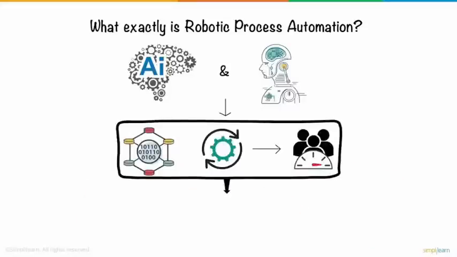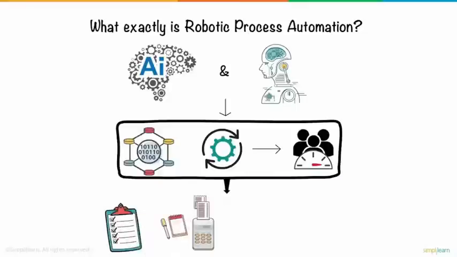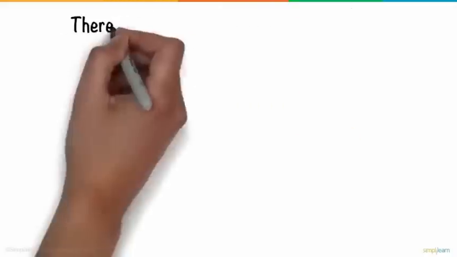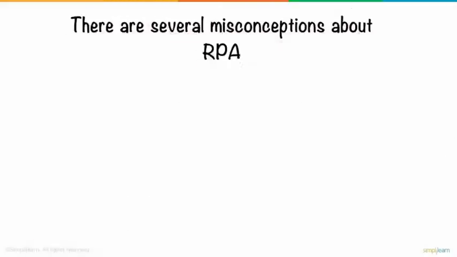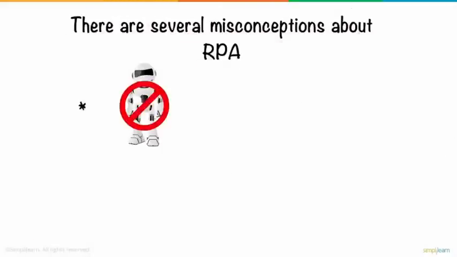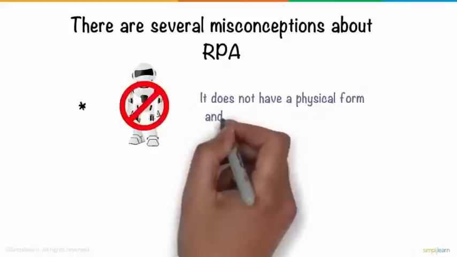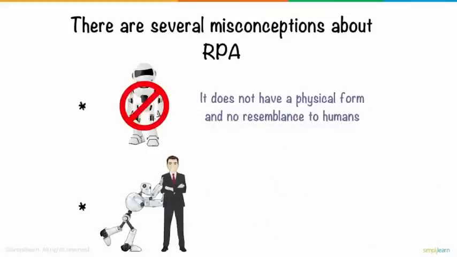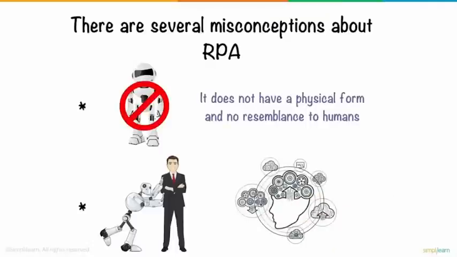Some of these tasks include addressing queries, making calculations, maintenance of records, and performing transactions. There are several misconceptions about RPA. RPA is not a humanoid robot. It does not have a physical form and no resemblance to humans. RPA cannot replace humans or replicate human cognitive functions. It does not have a brain of its own, and cannot perform logical or critical thinking as humans do.